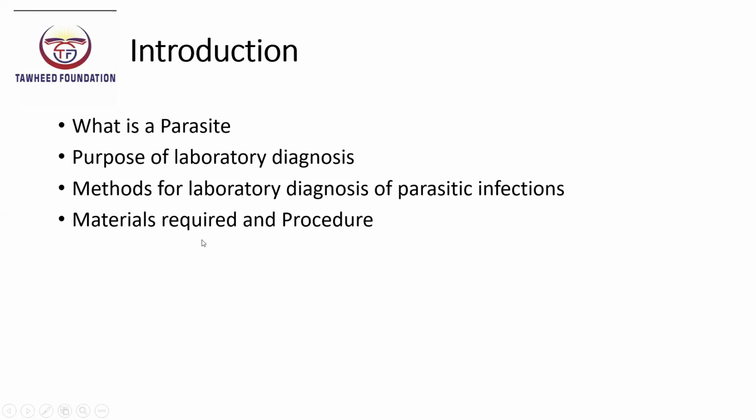Last is materials required and procedures. This slide also previews the typical materials required, for example glass slides, cover slips, reagents, staining solutions, microscopes, and the stepwise procedures for specimen collection and analysis. Understanding these elements equips students with both the theoretical knowledge and hands-on skills necessary for successful laboratory practice in parasitology.